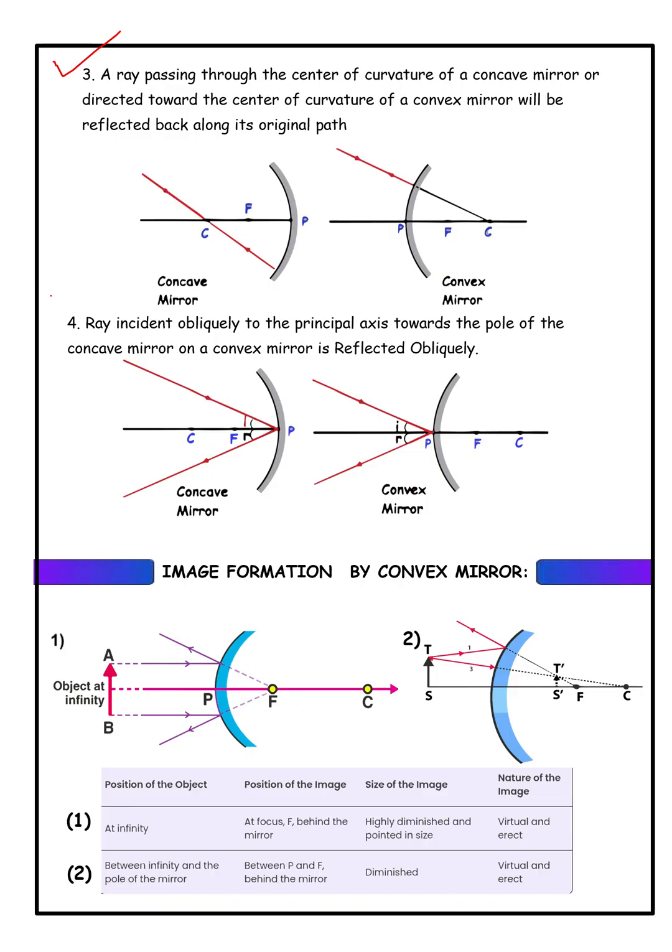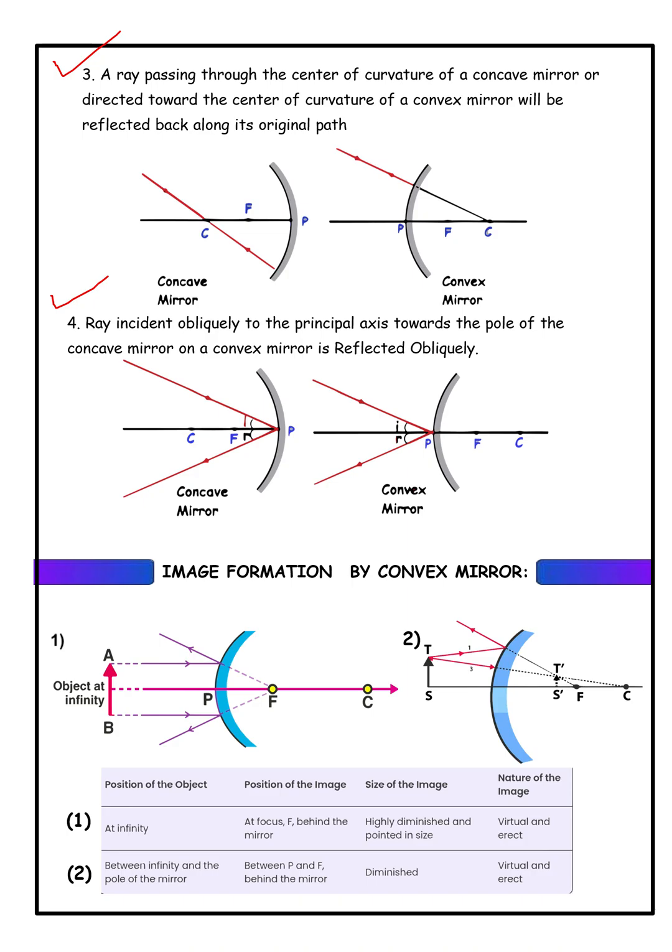Point number 4. A ray which is incident obliquely to the principal axis towards the pole of the concave mirror or on a convex mirror is also reflected back. So you can see it in the diagram. For the concave mirror, it's in front of it, and for the convex mirror, it's behind the focal length.